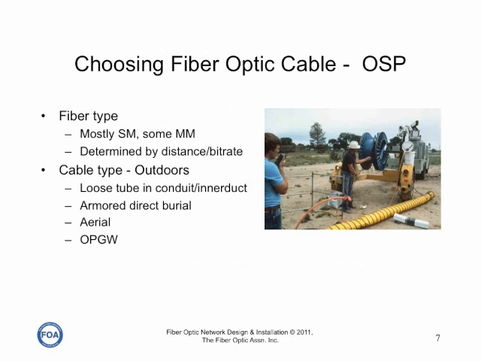For outside plant cable, the fiber is mostly single mode, although there is some multi-mode used in, for example, utility applications and transformer substations. The outdoor cable is typically a loose tube cable. It may be direct buried if it's armored, or it can be run aerially. There's even optical power ground wire, where utilities actually run the fiber inside of a conductor of their high voltage network. As we always say, the cable must meet the environmental requirements of the installation.